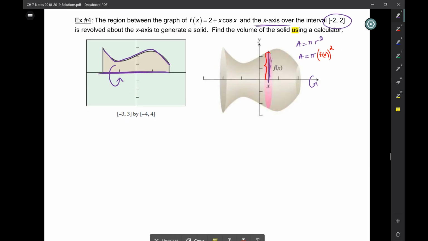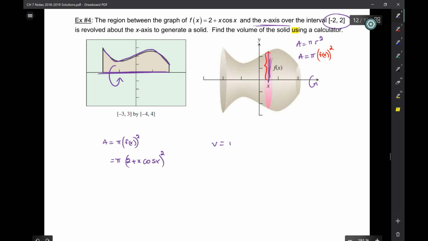So we need to find the volume using a calculator. The area is pi r squared, but you know that r is just f of x. So the area is pi times 2 plus x cosine x, the function, squared. The volume then is pi times the integral of 2 plus x cosine x squared from -2 to 2. What did I forget? Dx. Go ahead and plug it in your calculators and tell me the answer to 3 decimal places.